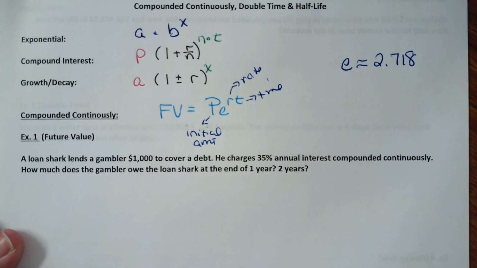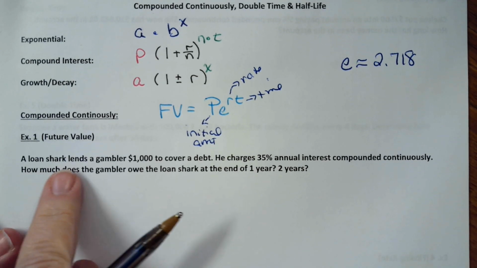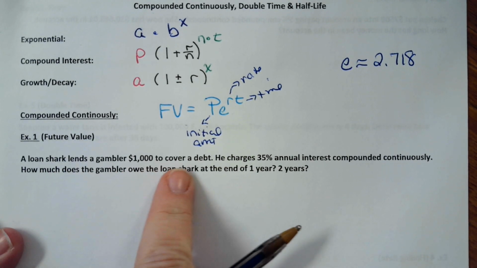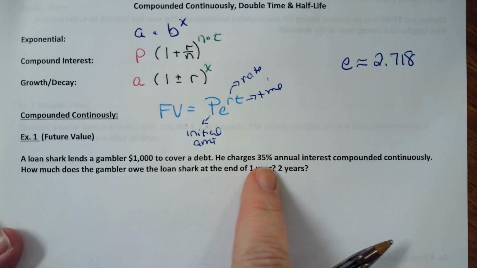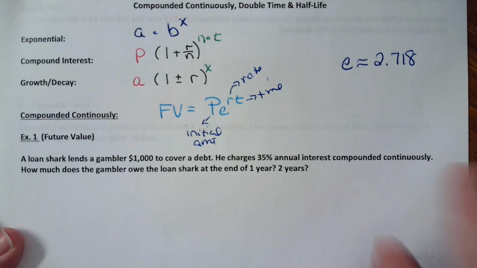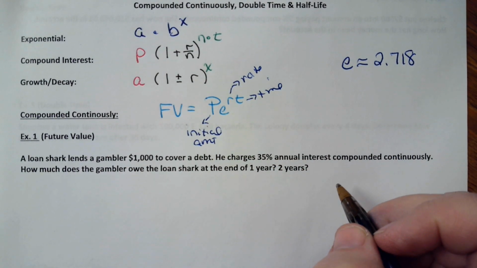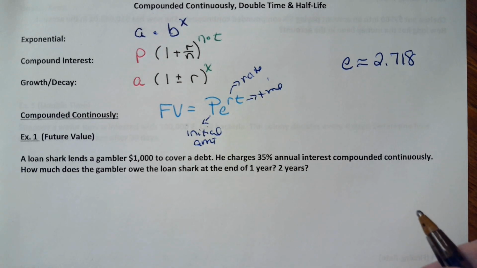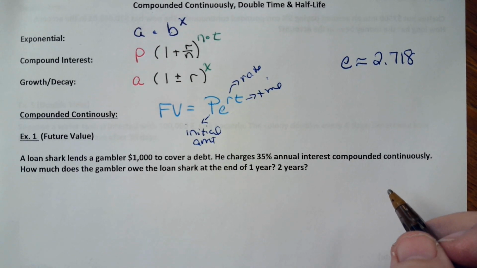All right, finding the future value. A loan shark lends a gambler $1,000 to cover a debt. He charges 35% annual interest compounded continuously. How much does the gambler owe the loan shark at the end of 1 year? At the end of 2 years?